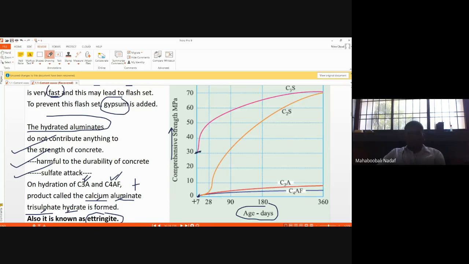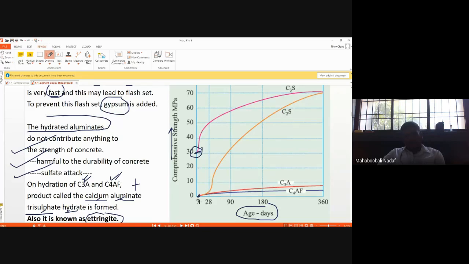On the 7th day, C3S compounds are reacting fast and giving the strength. That is why C3S compounds are there in the initial stages. It is reacting quickly and giving strength.